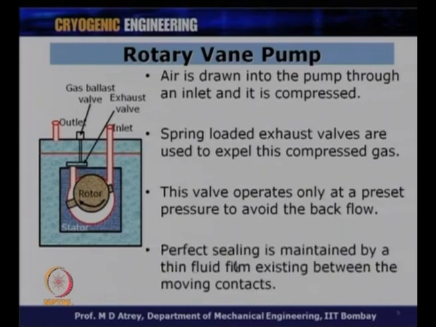Perfect sealing is maintained by a thin fluid film existing between the moving contact. So, there is a moving contact at this point, and therefore, you have to see that there is oil over here, and this sealing is maintained by maintaining this clearance between this rotor and the stator. It also ensures that the gas or the air which enters over here does not move on this side. It always comes through this, gets compressed and then delivered to outside.